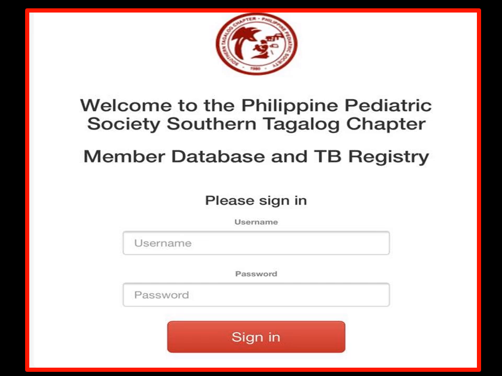TB among children has been called the hidden epidemic. The disease has been underreported. Addressing this hidden epidemic has been our recent focus. Our society is launching the TB registry, which could strengthen the national reporting of TB occurrence in children. Please wait for further announcement regarding this.